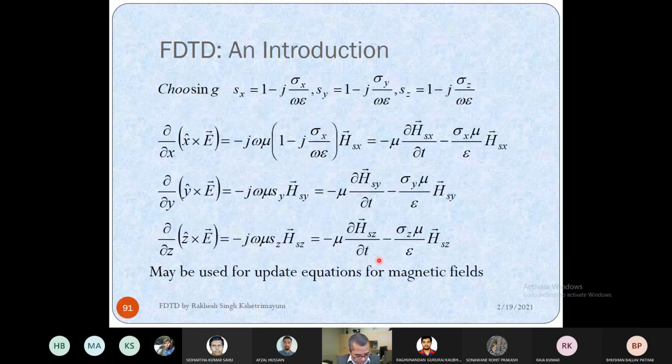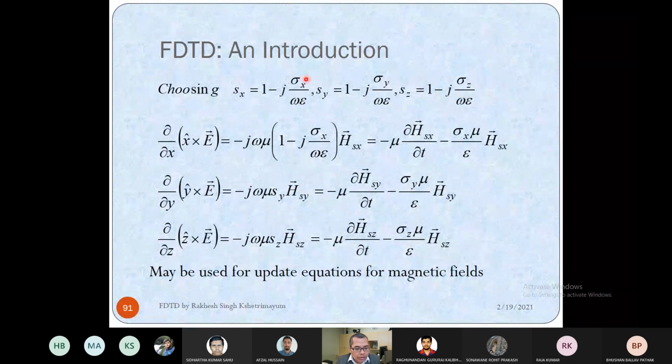And what was the purpose of the PML layer? We want to attenuate the wave. So I intentionally take Sx as 1 minus j sigma x by omega epsilon, Sy as 1 minus j sigma y by omega epsilon, and Sz as 1 minus j sigma z by omega epsilon. So here the imaginary part is negative, for Sx, also Sy, also Sz.